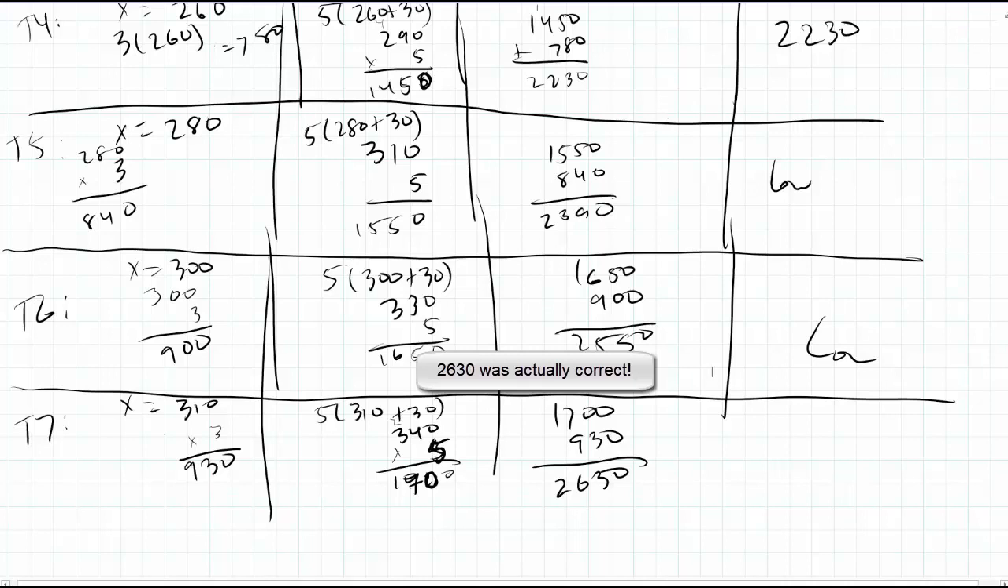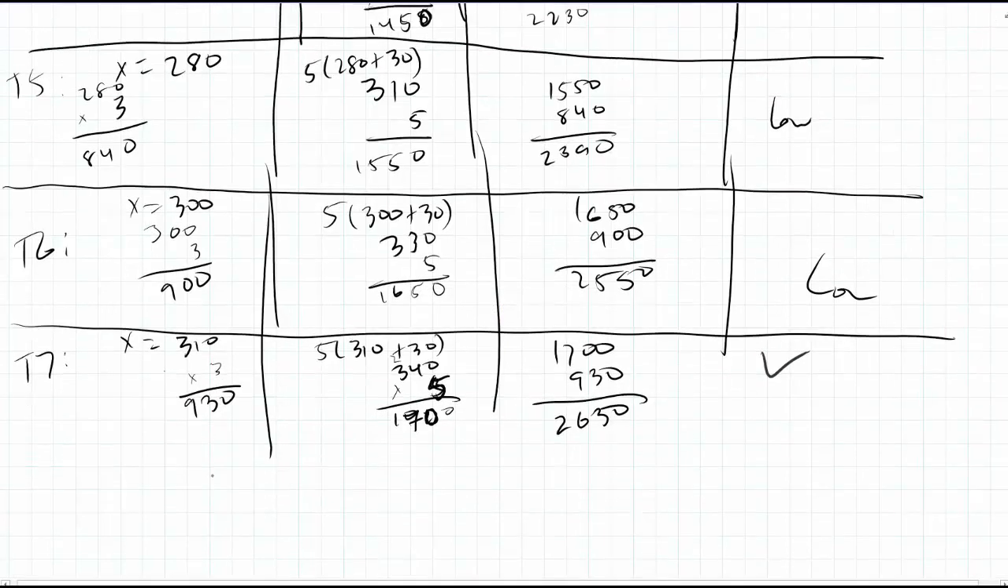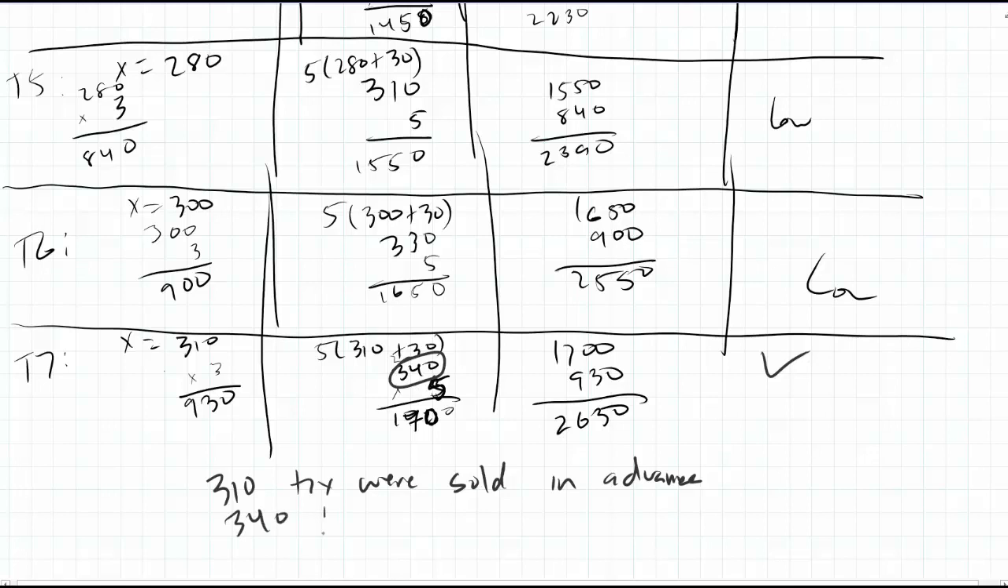Okay, we're still not done yet. We know that this is good. So how many tickets did they sell? Well, 310 tickets were sold in advance, and 340 tickets were sold at the door.